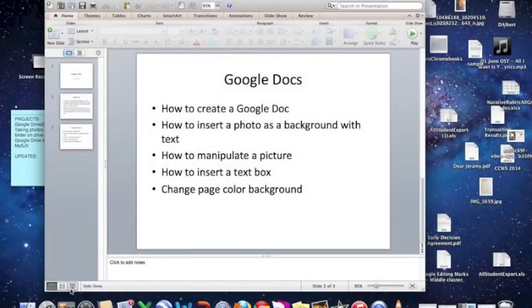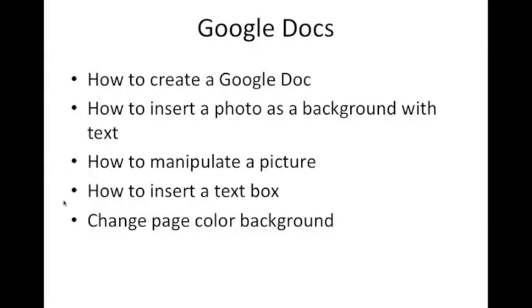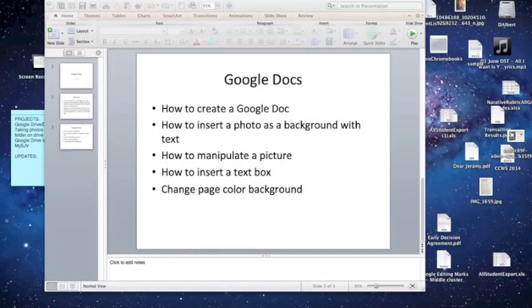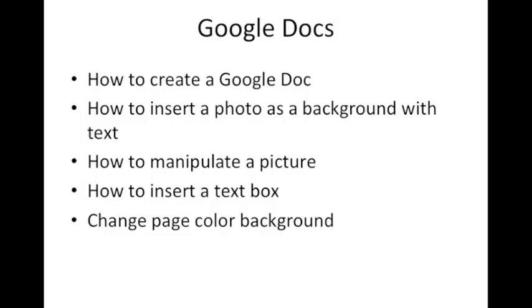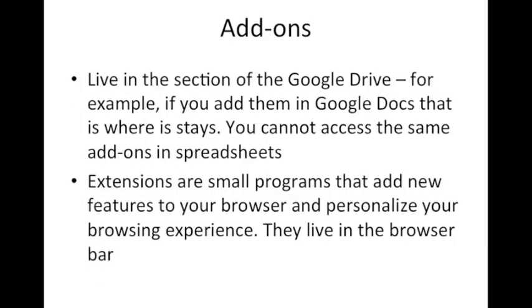So there's the difference in those two things, in the add-ons and the extensions. Let's take a look at this real quick. Add-ons live in the section of the Google Drive. So for example, if you're adding them into your Google Docs, that's where it stays. You'll see in a minute, if we pull an add-on in, let's say a thesaurus into the Google Docs, you won't have that same thing when you go to Google Spreadsheets. So each thing has its own set of add-ons.